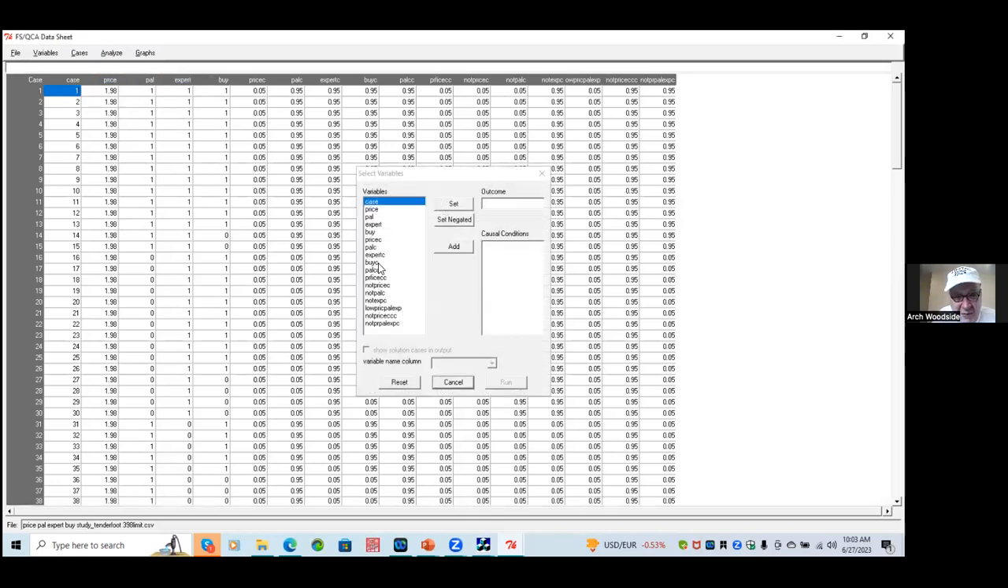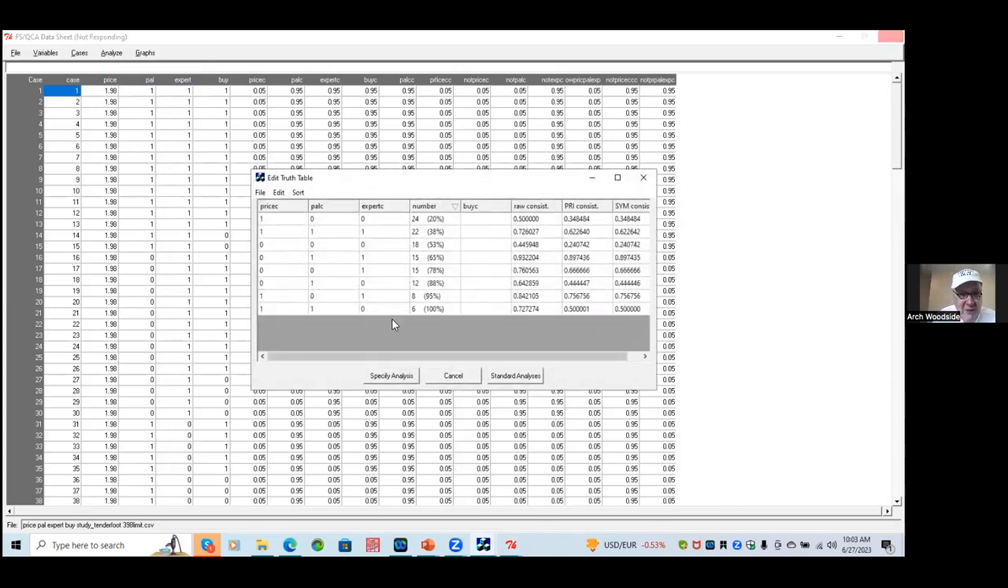and we're predicting buy, and we're using our 3 conditions: price, PAL, and expertise. And run, and then edit, and I'm going to go with 1 and 0.8 this time. Minimum number in a row would be at least 1. Push OK, and so these are all the rows where we have data in them.